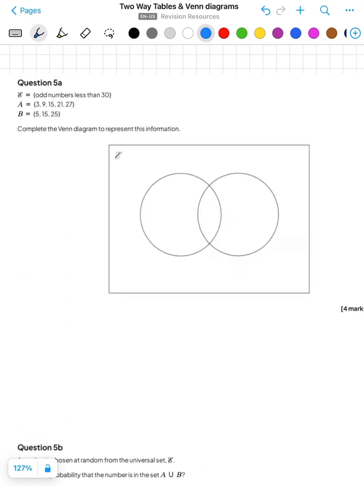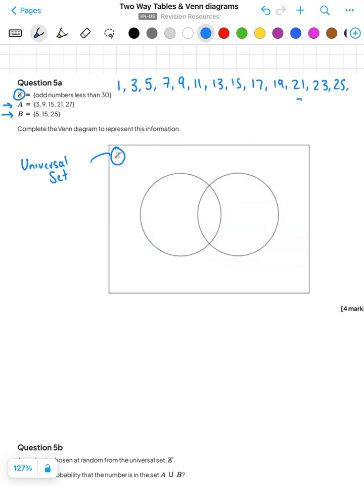Now let's look at a Venn diagram. We have this little squiggly E here, that means the universal set. So that is all the data that we need to sort out into either set A or set B. We are looking at all odd numbers less than 30. So I would then list all odd numbers less than 30. Now you can see which numbers need to be put into your Venn diagram.